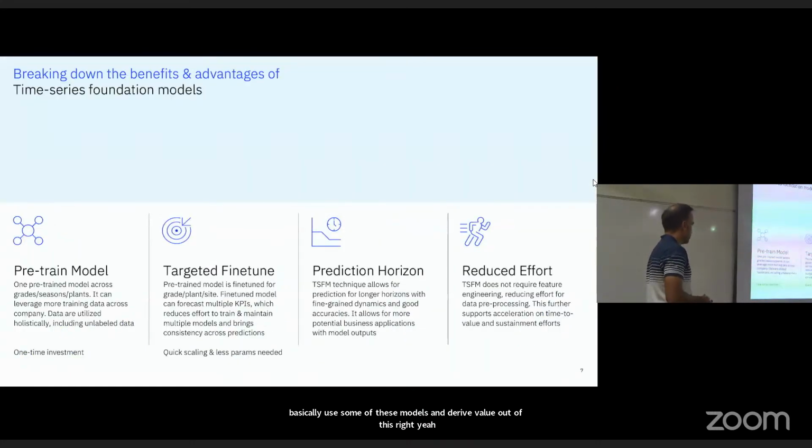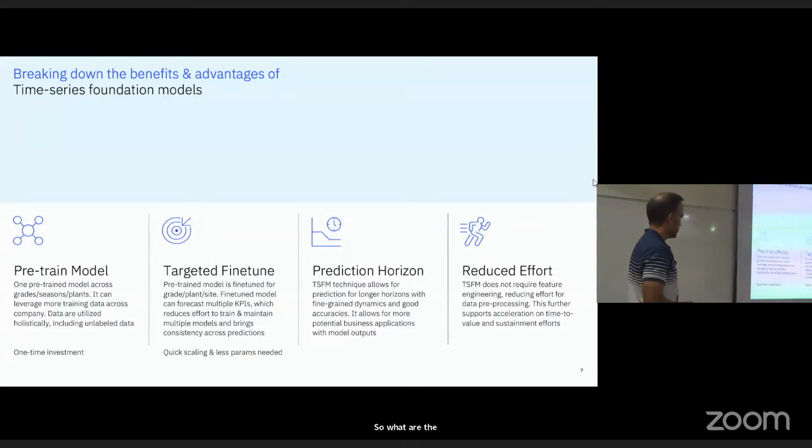So what are the benefits, as I mentioned? Pre-trained models. Let's say you are looking at an industrial setting where the organization may have multiple plants. Then you can take all the data, even though it's unlabeled, train one time, and have a pre-trained model for that domain.